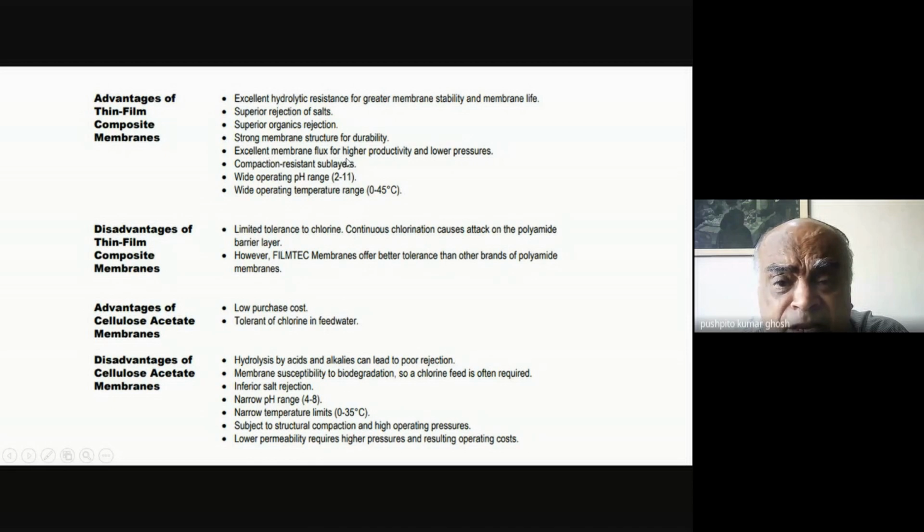Okay? Now, you can see this is at the heart. It's got an excellent membrane flux, which obviously is important, and it works at lower pressures. Obviously, if I use lower pressures, then the work that I'm doing is less, and if I get a higher productivity because of the flux, then obviously my capital investment would go down because the same plant can give me more water.